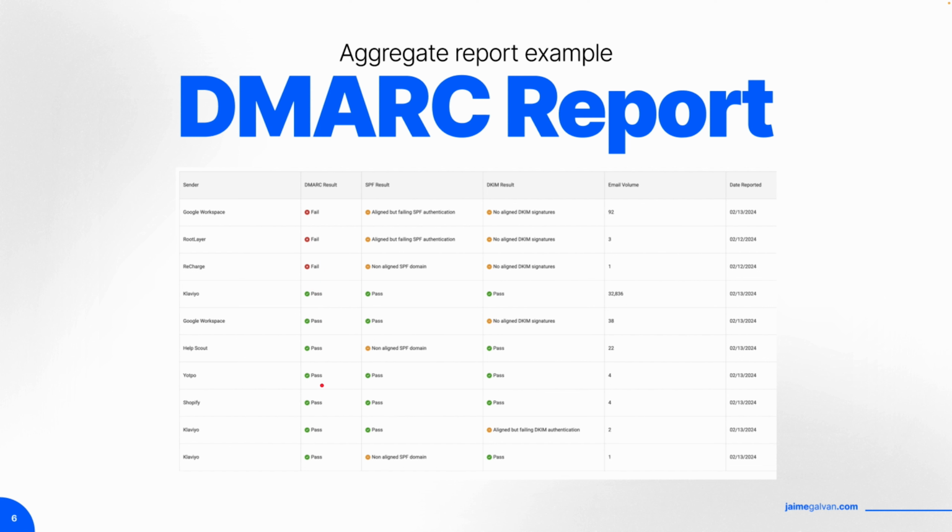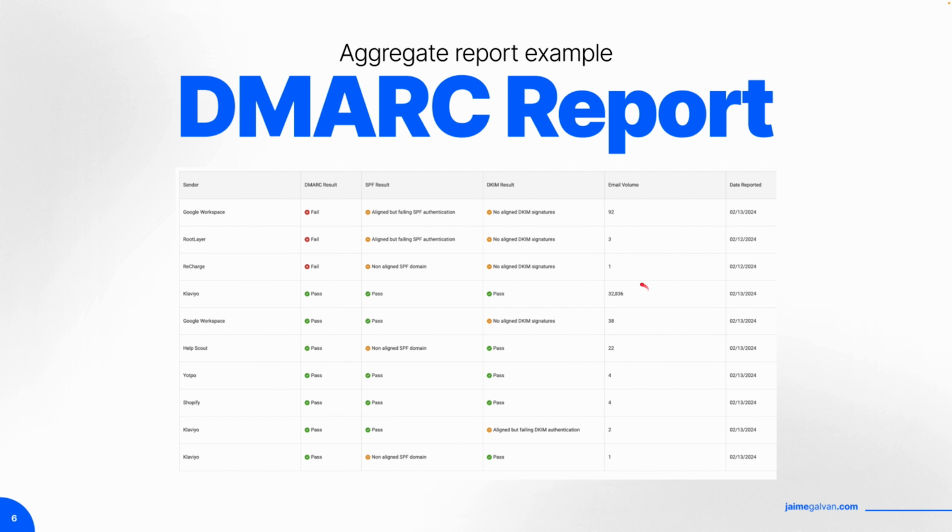But even these get kind of complicated, where you see here aligned but failing DKIM. Some of these are exceptions. I know you can see the volume is really low, but you also have a pass here, which is good. You have a non-aligned SPF, but you also have a pass. No aligned DKIM signatures, but you also have a pass here. You can see I purposefully haven't set these up yet, so you can see how the reporting comes in.